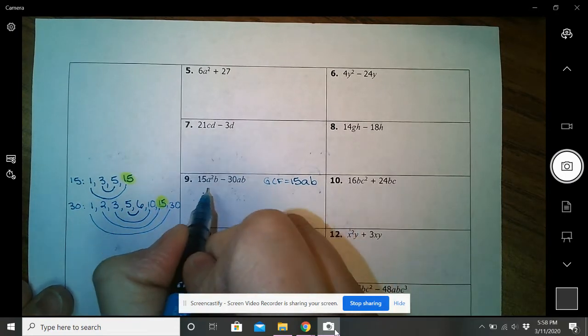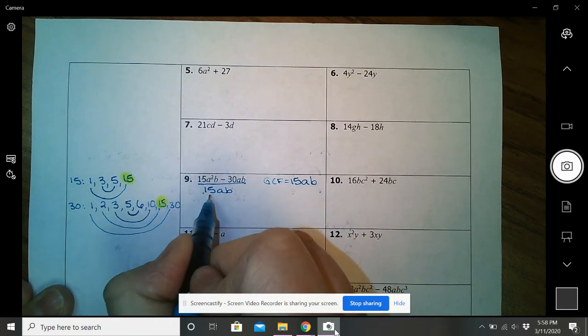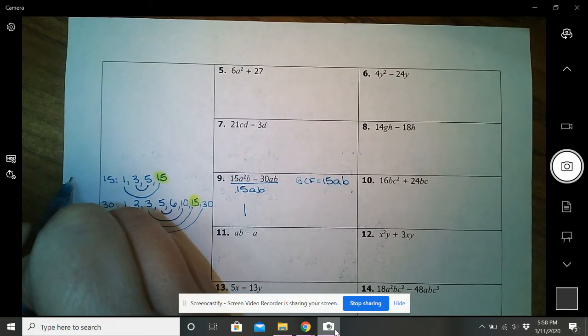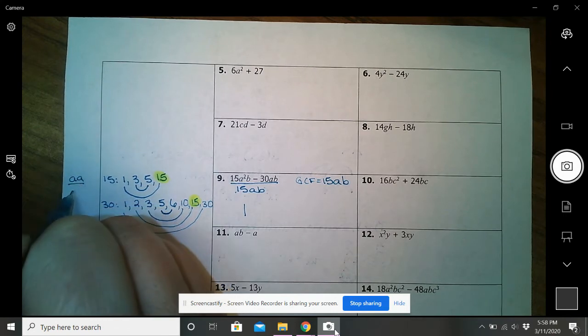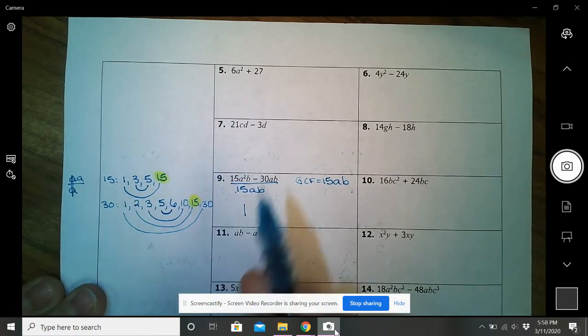All right, so let's go through and divide by our GCF. 15 divided by 15 is 1. If there are 2 A's in the numerator and 1 A in the denominator, check out what happens. A over A. One of the A's cancels out, and there's 1 A left.